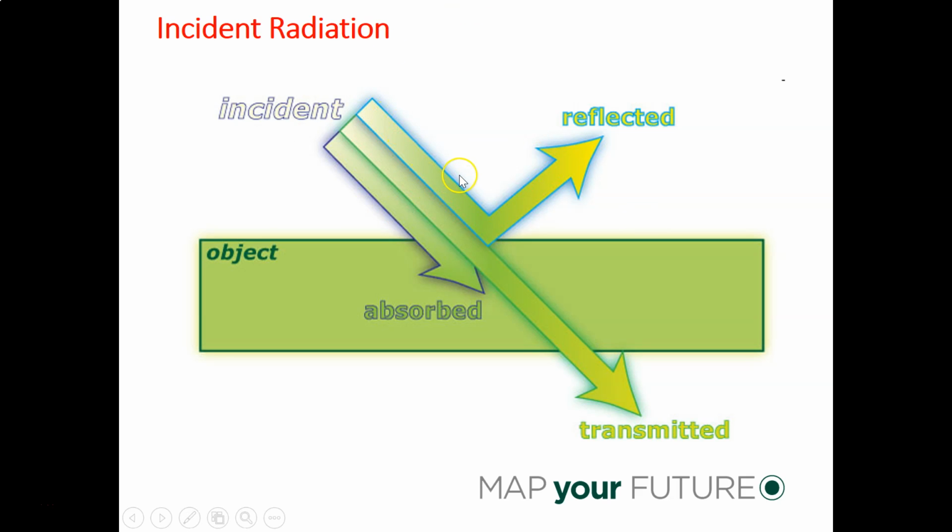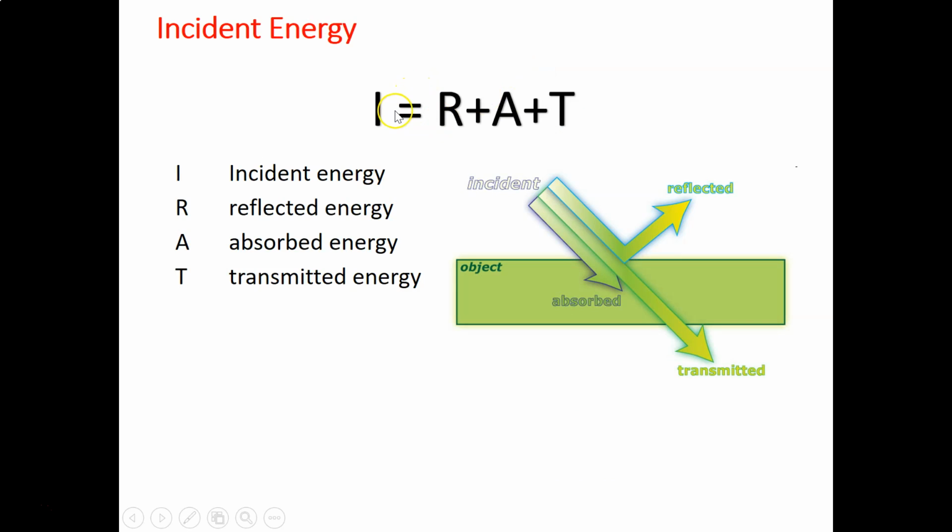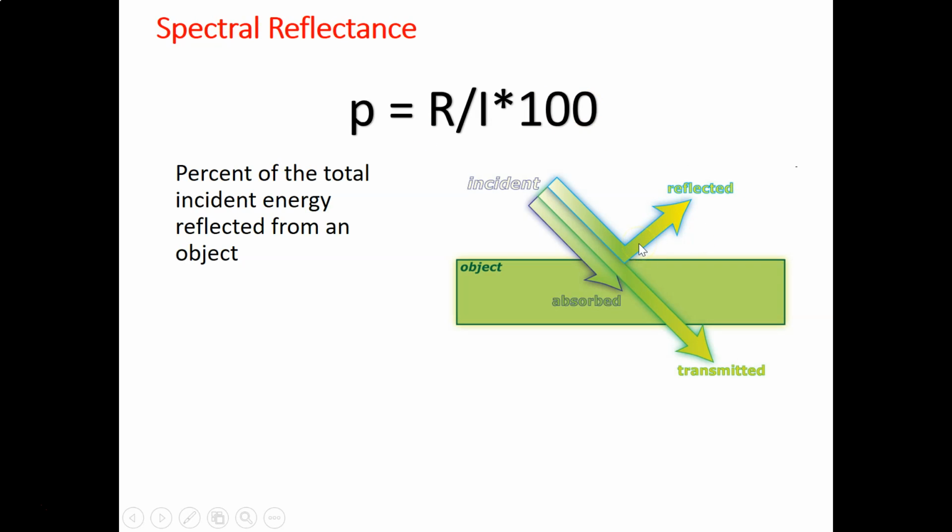So whatever the total that strikes is really a sum of the reflectance, the absorption, and the transmittance, or reflected energy plus absorbed energy plus the transmitted energy. And I like to call it IRAT. That's just easy to remember. This particular function equation. But what we are really interested in is the reflected energy, because this is the energy that we can ultimately record via our sensor. And the most important, probably, equation in remote sensing is spectral reflectance.